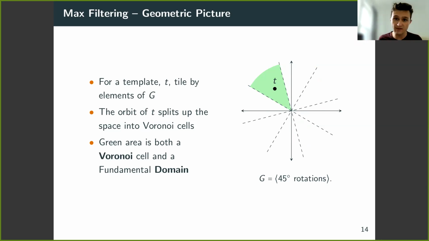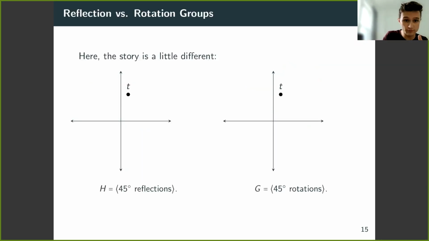I'm going to do the same exact thing, but now with two different groups. On the right-hand side is the same exact picture I just showed you. On the left-hand side is a different group. Instead of 45-degree rotations, it's going to be 45-degree reflections. By that, I mean reflection about the x-axis, about the y-axis, and the diagonals, so the line y equals x and the line y equals negative x. I'm reflecting over all of those.